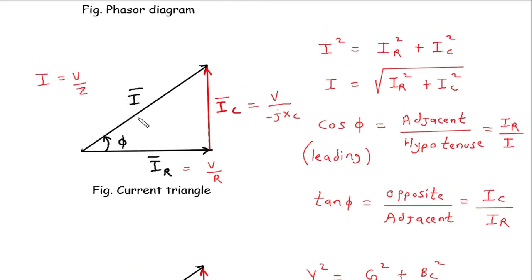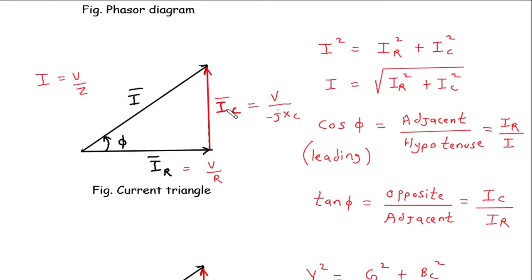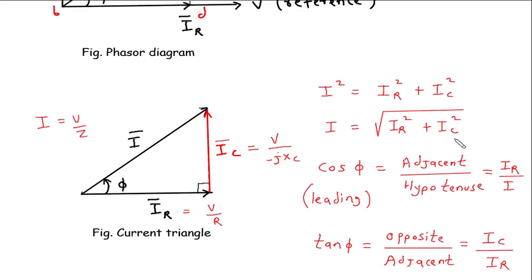So here the current triangle will be: this will be the I phasor as it is, and we have replaced this line by IC, and this will be IR. Now if we apply the Pythagoras theorem to this right angle triangle, hypotenuse square is equal to adjacent side square plus opposite side square. So I square is equal to IR square plus IC square, and from this equation I is equal to under root of IR square plus IC square.